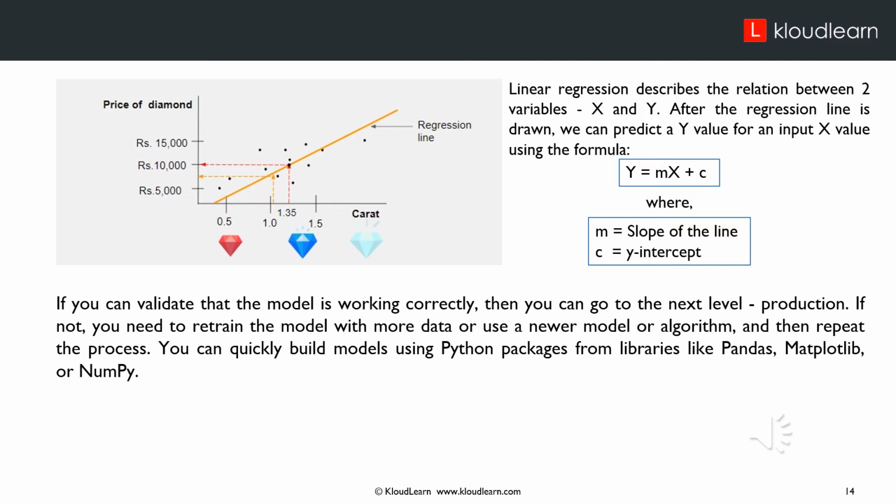If you can validate that the model is working correctly, then you can go to the next level, production. If not, we need to retrain the model with more data or use a newer model or algorithm and then repeat the process. You can quickly build models using Python packages from libraries like Pandas, Matplotlib, or NumPy.